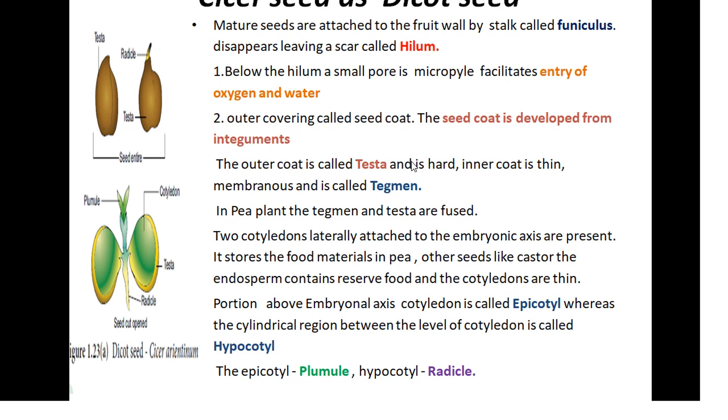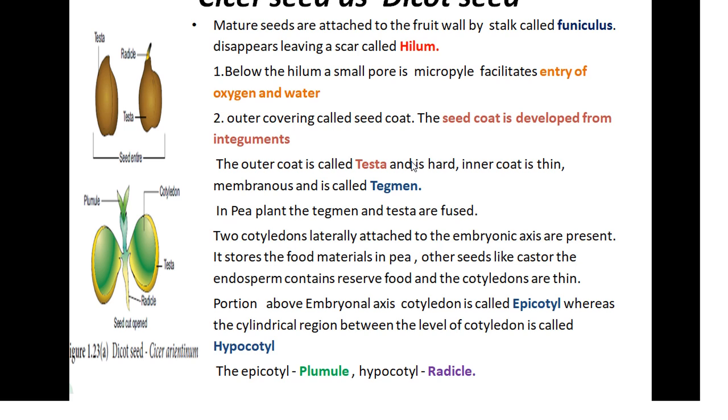Below the hilum there is a small pore opening. What could it be? Yes, definitely a pore will be there. It is the micropyle of the ovule, which becomes a small pore. It is used for the entry of oxygen and water to the seed. Oxygen and water enter the seed through this small pore, which nourishes our fruit and seed.